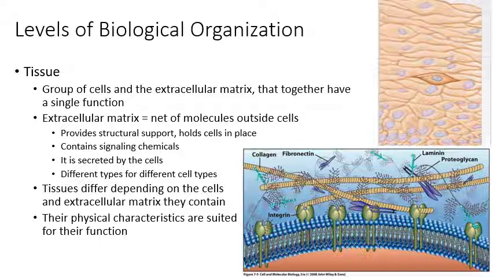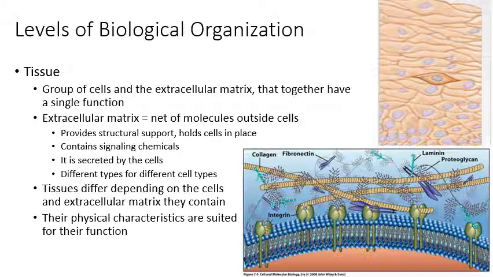The extracellular matrix is actually made by the cells in the tissue. Different types of cells will make different molecules to go into the extracellular matrix. So depending on what types of cells you have in the tissue, that's going to determine what the extracellular matrix looks like. Actually, in the next chapter, we'll go over different molecules that you can find in the extracellular matrix and what their functions are.